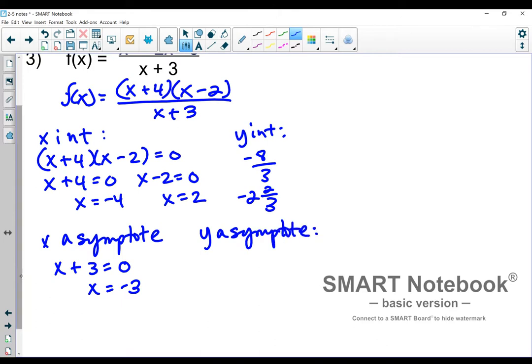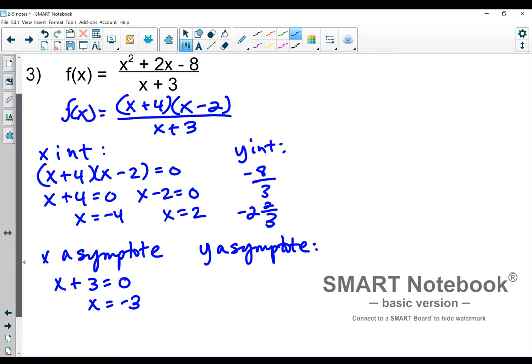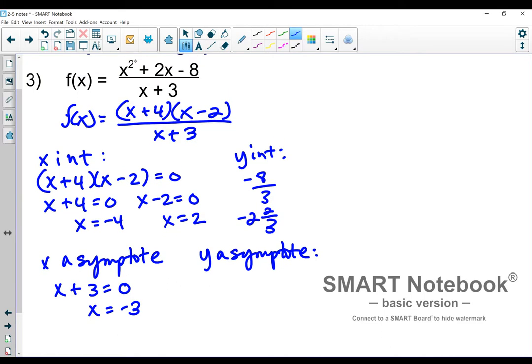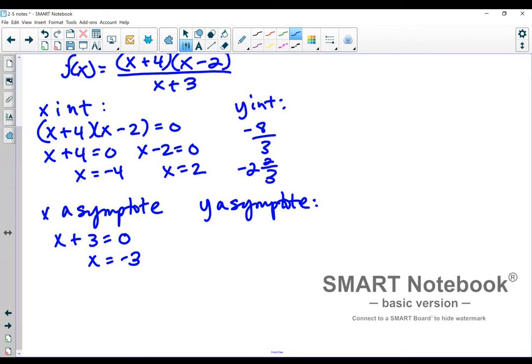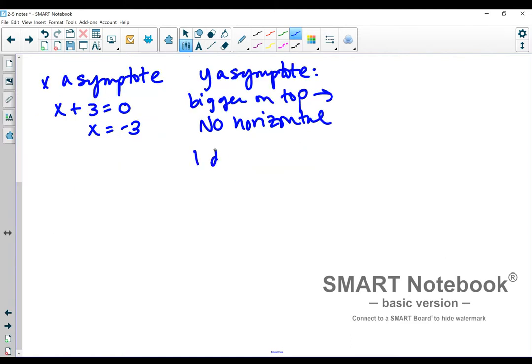To do that, this time I see that I have a bigger degree on the top. My numerator is squared, my denominator is first power. So it's bigger in the numerator and it's 1 degree bigger. So because it's bigger on top, let's go through all the steps. That means no horizontal asymptote. But it is 1 degree bigger.